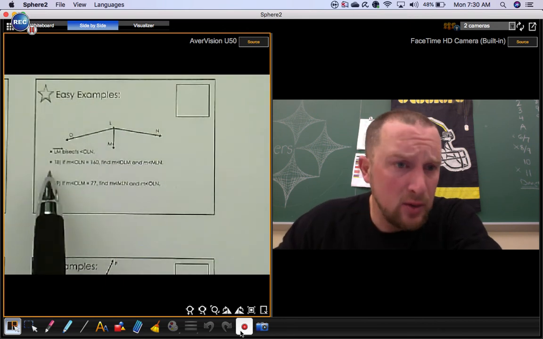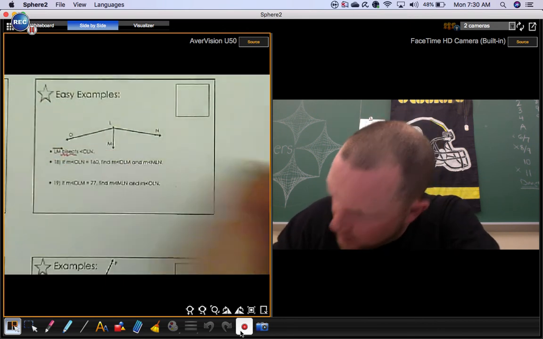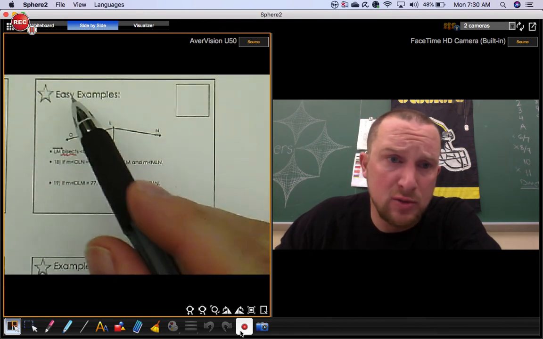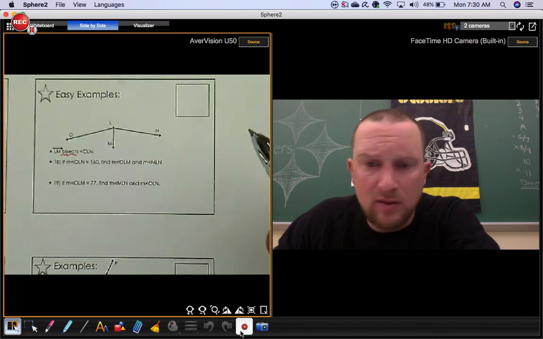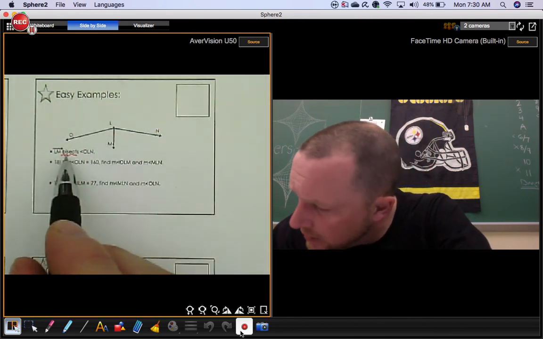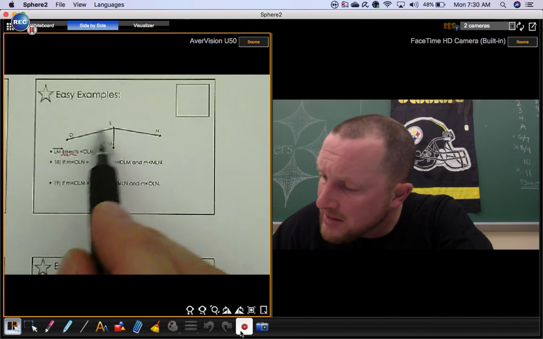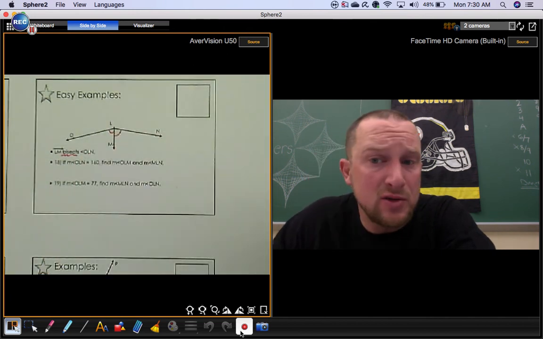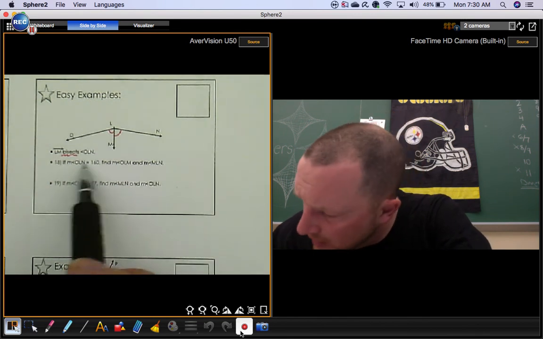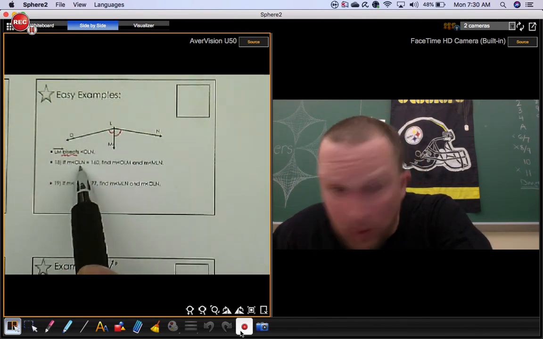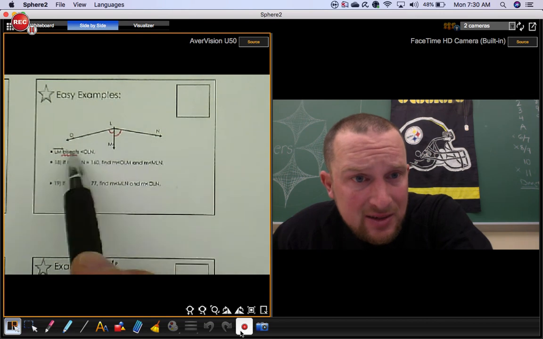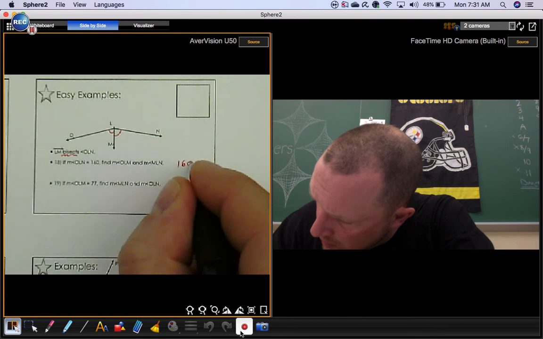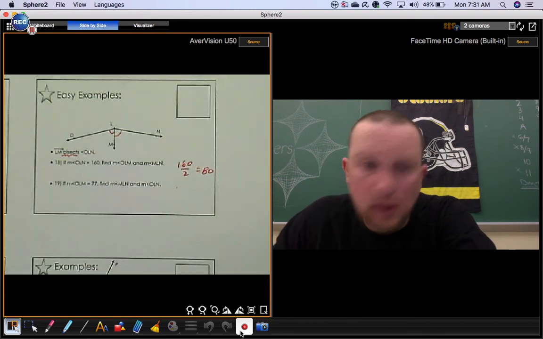Same concept now, except we're going to throw in this word bisect. Anytime you see the word bisect, that makes the problem super, super easy. Bisect means the angle gets split in half. So if ray LM bisects this big angle OLN, that means these two little angles here are the same measure. So if they're telling you the measure of the big angle, angle OLN, is 160, what does that mean about these two angles? They would both be 80.